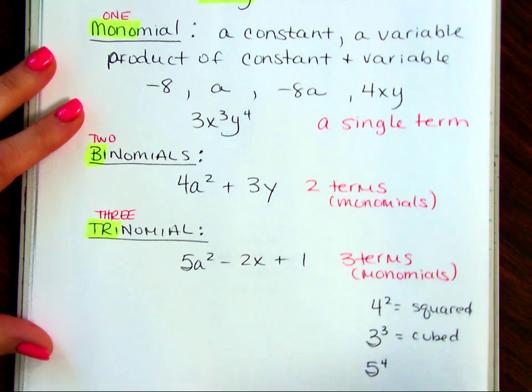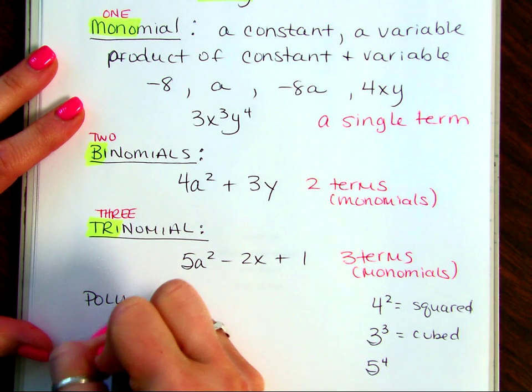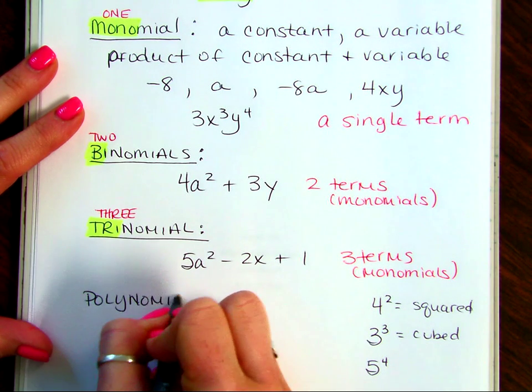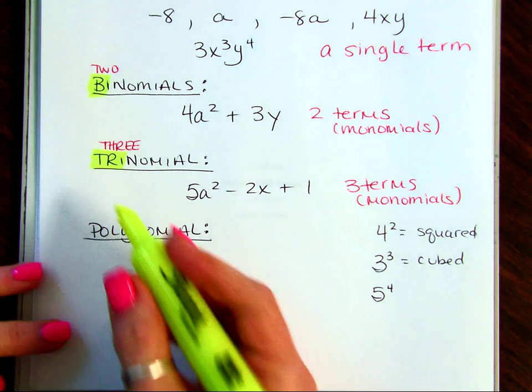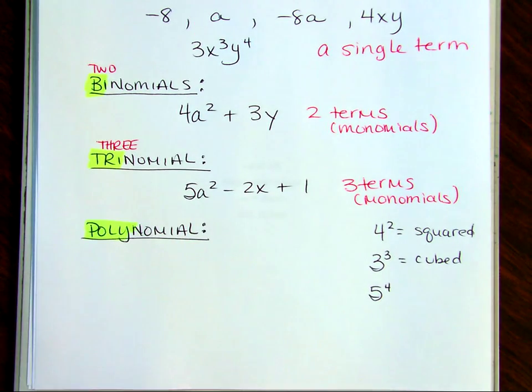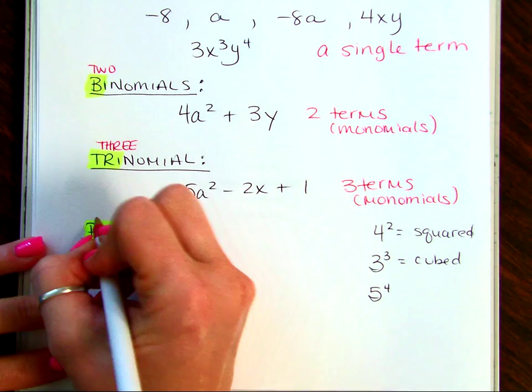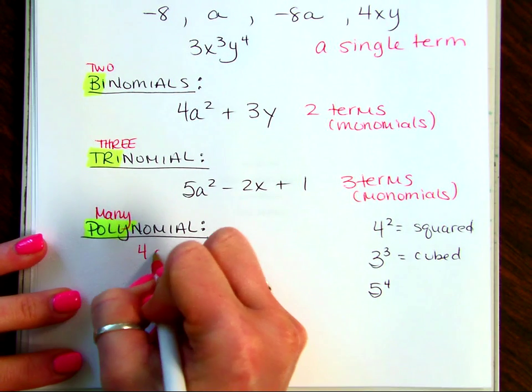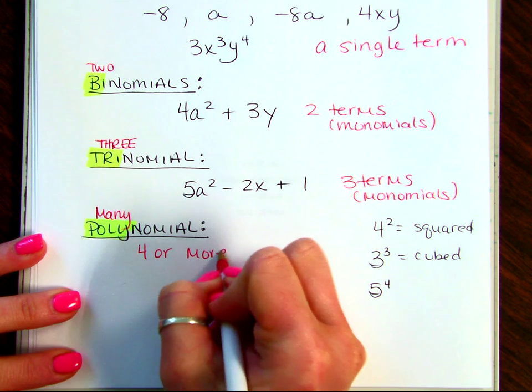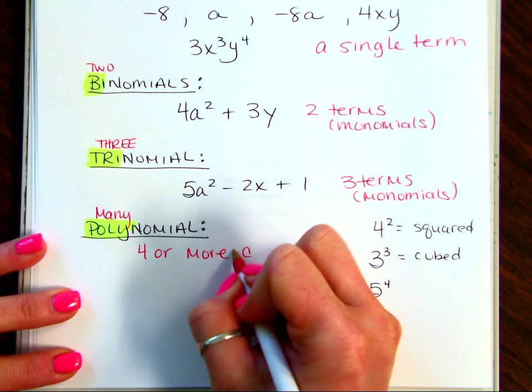So what we're going to do is go polynomial. We kind of already wrote it up there. So polynomial just means many, but for these cases, we're going to say it contains 4 or more monomials.